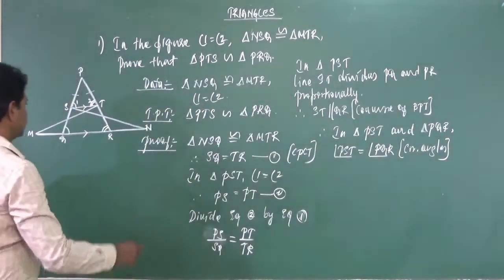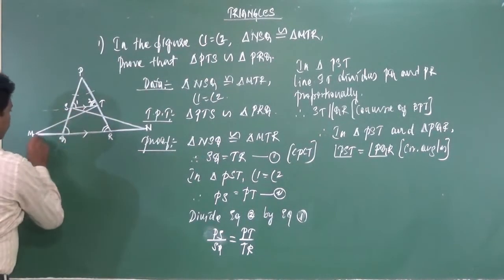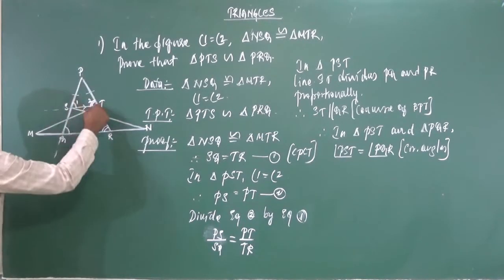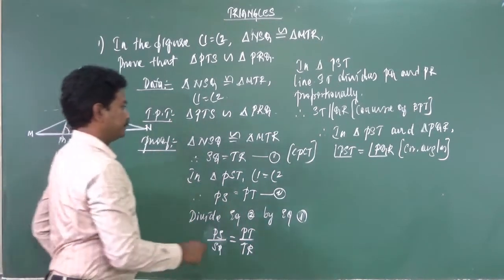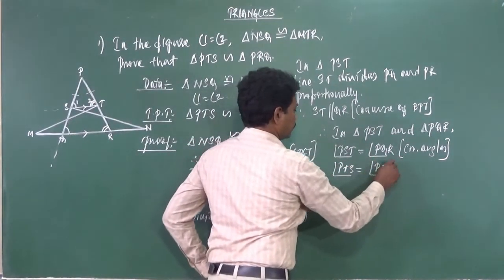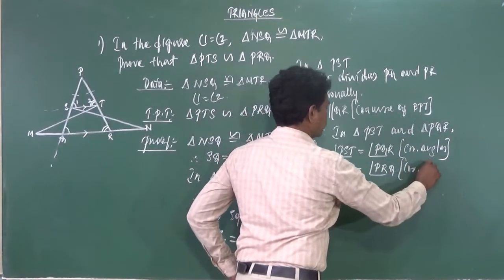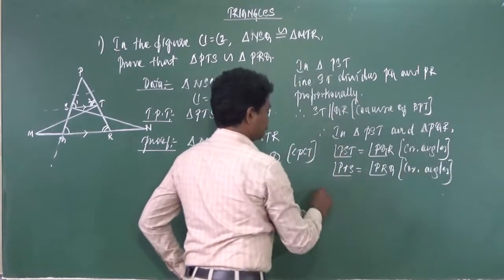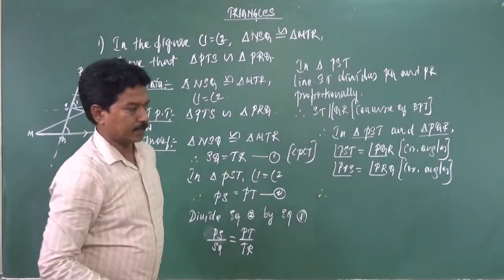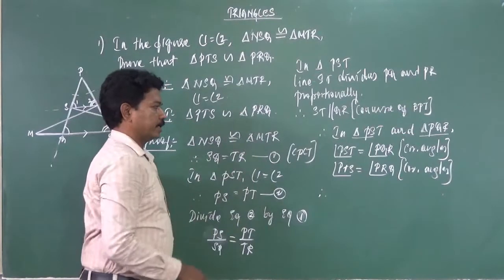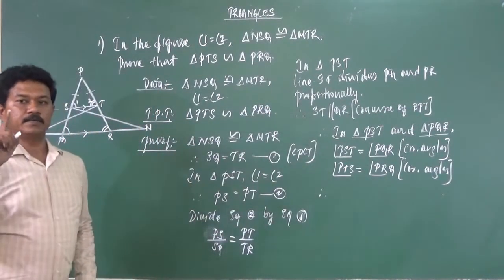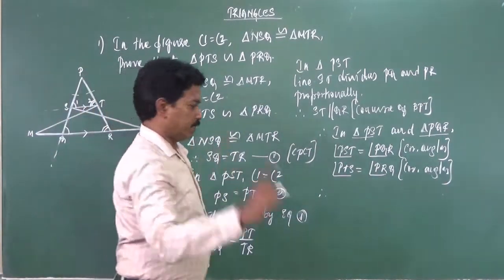Corresponding angles. Because if these two are the parallel lines and this is the transversal, then these two become corresponding angles. So angle PTS is equal to angle PRQ. Same reason, that is corresponding angles. So therefore, in both the triangles, two pairs of corresponding angles are equal. So in two triangles, if two pairs of corresponding angles are equal, then both the triangles are equiangular, and if two triangles are equiangular, then they are similar.